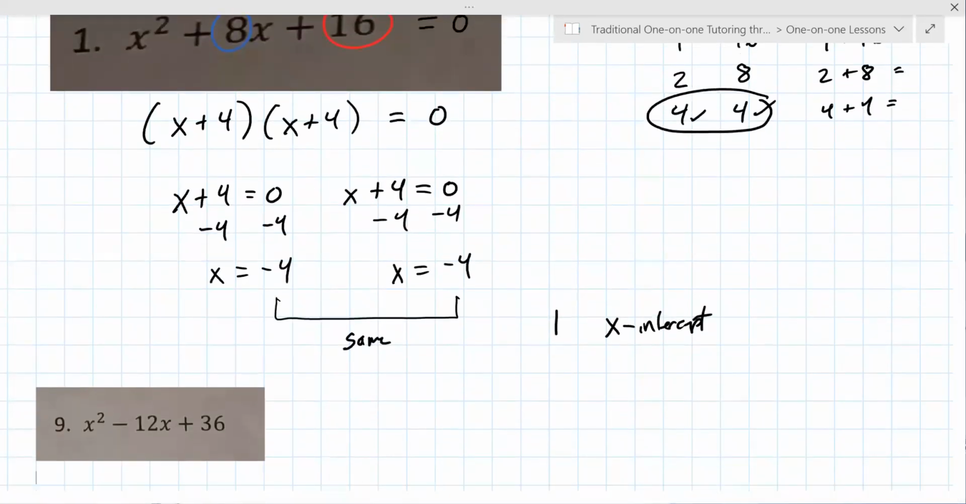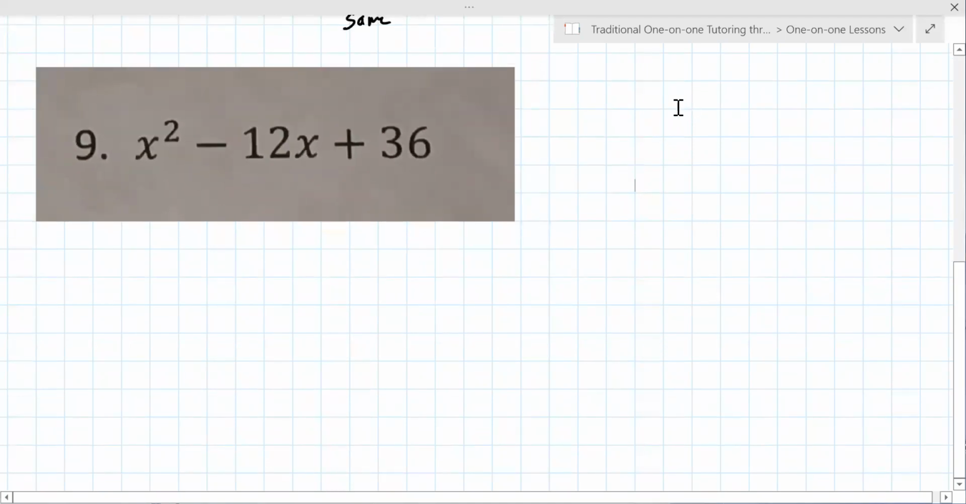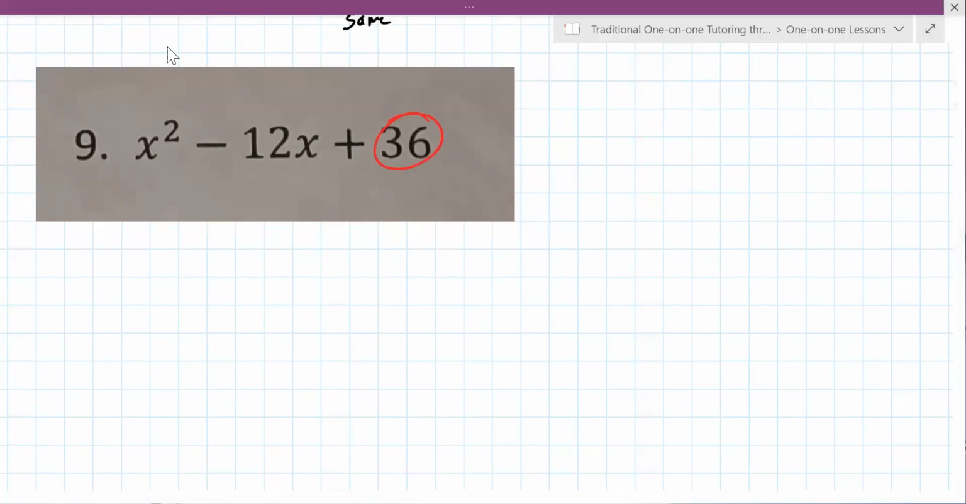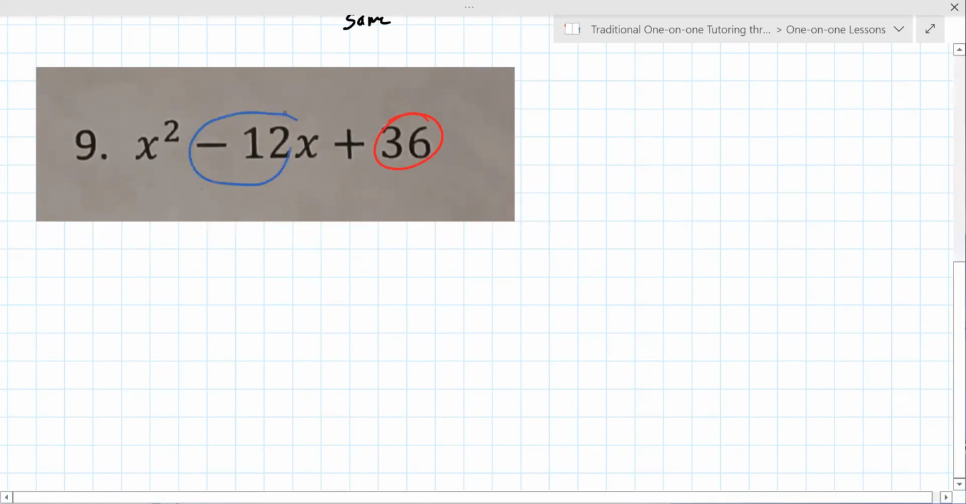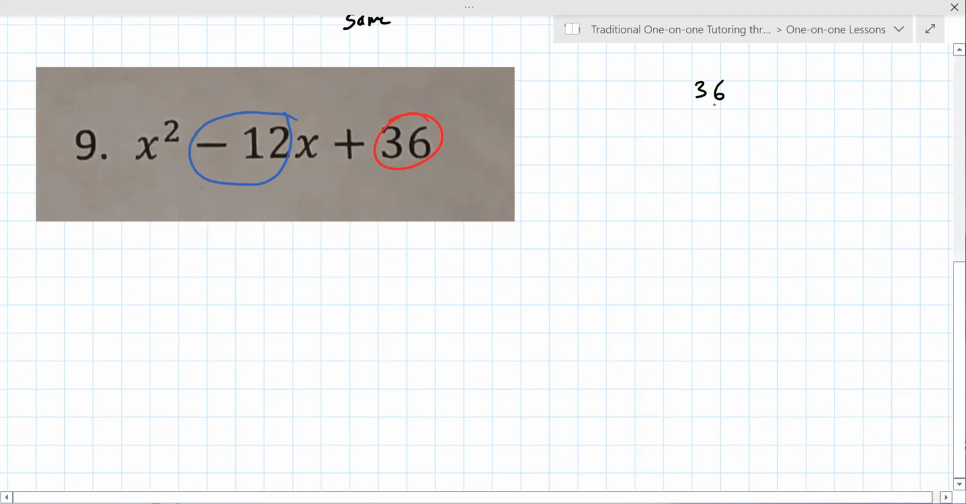Okay, fantastic. All right, so this is the same game. You want to find two numbers that multiply to 36, but add up to now -12. So it takes on the sign. Let's go through 36. Like 1 times 36, is that 36? Yeah. Okay, how about 2 times 18? 3 times 12? 4 times 9? 6 times 6?